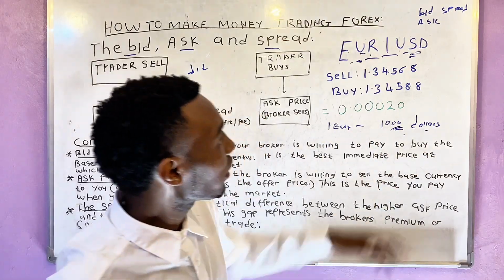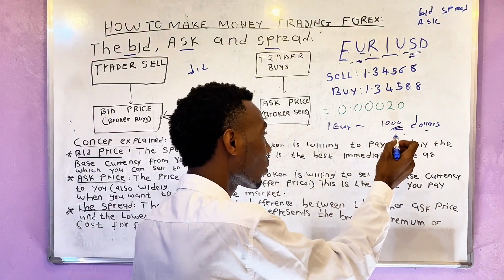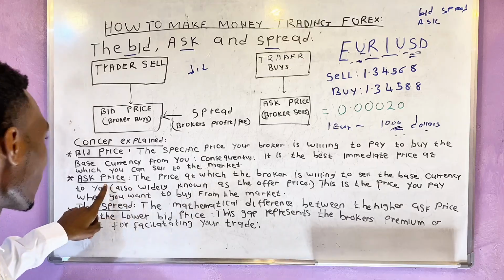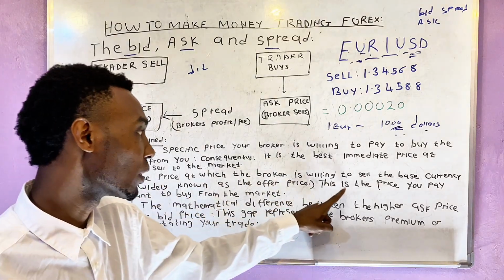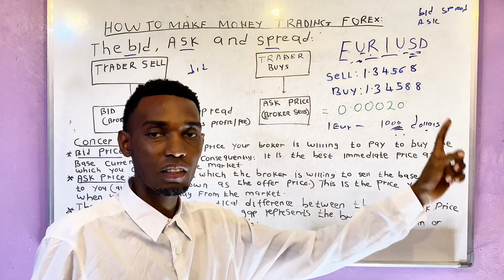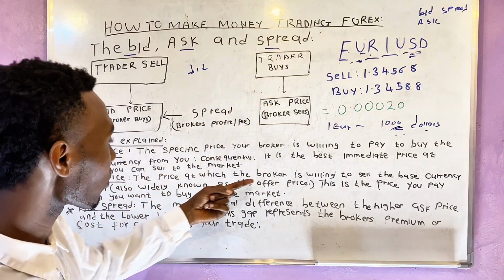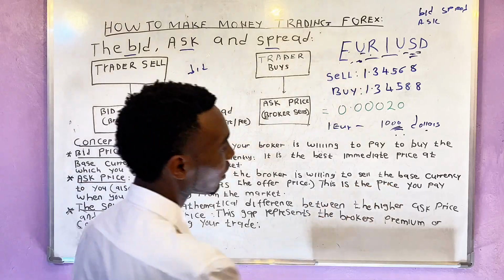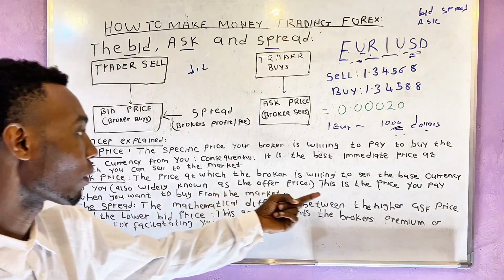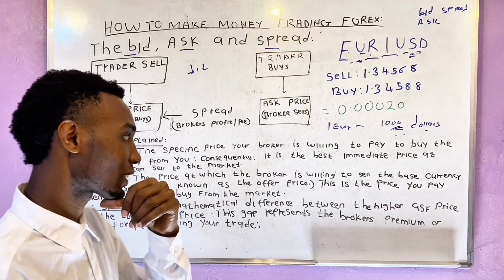You want to buy euros. 1 euro is equal to this $1,000. We will sell to you this $1,000 at 1 euro. You get? The price, that is the ask. The price at which the broker is willing to sell the base currency to you, also widely known as the offer price. It is the price you pay when you want to buy from the market.